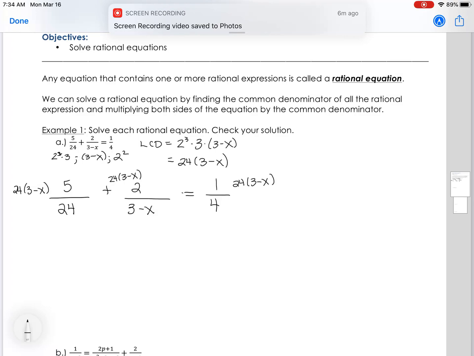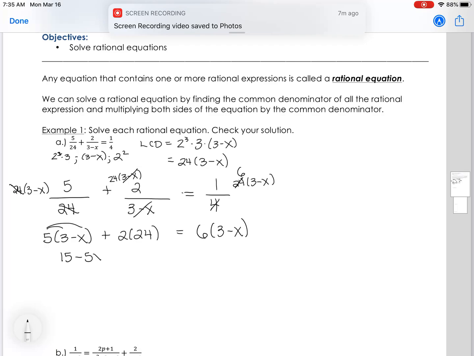First fraction, you have a 24 on the top and a 24 on the bottom. They cancel, so you're left with 5 times 3 minus x. Second one, the 3 minus x's cancel, and you're left with 2 times 24. Third one, the 24 over 4 reduces to 6, so you have 1 times 6, which is just 6, with a 3 minus x. So we know we're on the right track because we have no denominators left over, and now it just becomes a matter of solving.